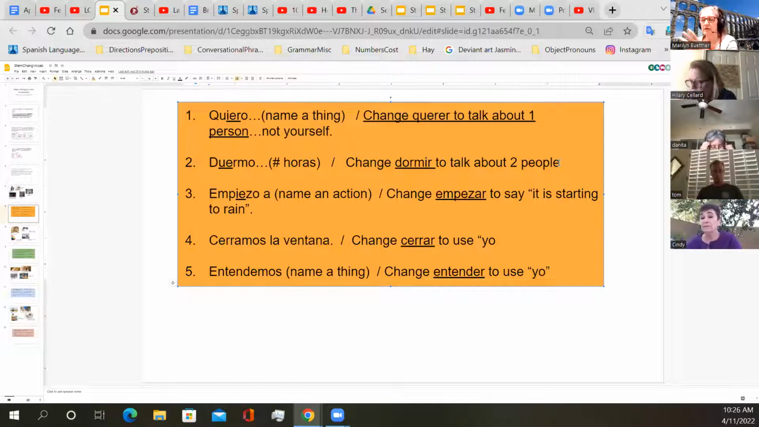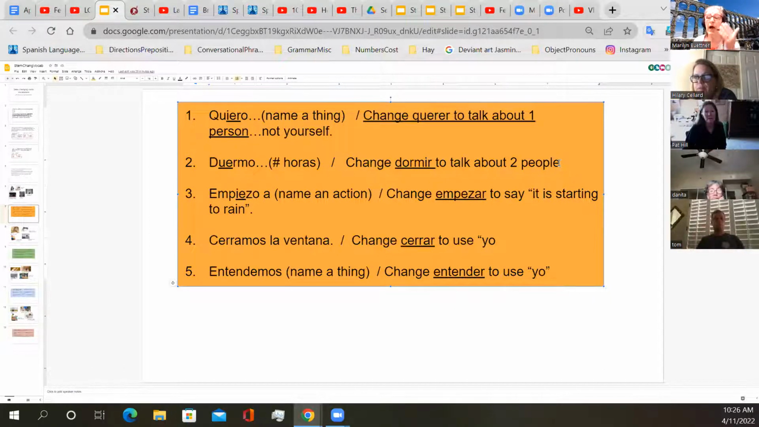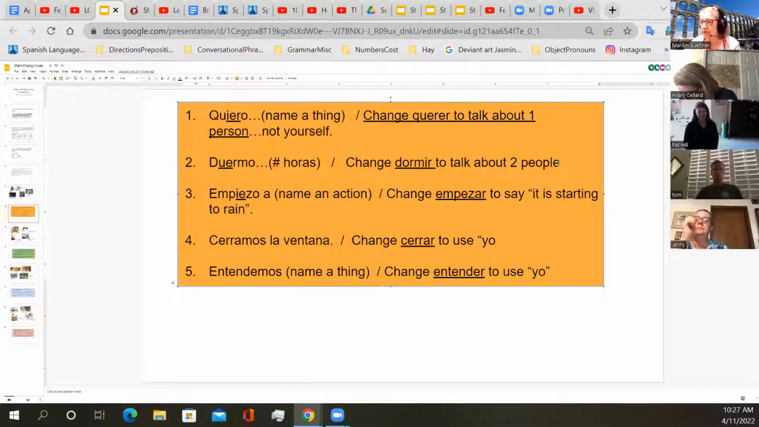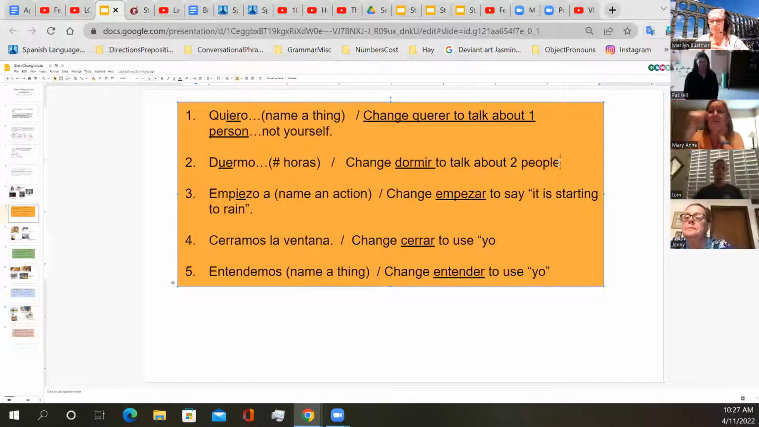Empiezo, and that needs a little word, it just does. So just accept that on faith. Empiezo a practicar. Empiezo a hablar español. Empiezo a tomar un café. I'm starting to have a coffee. But if it's not, I'm beginning.